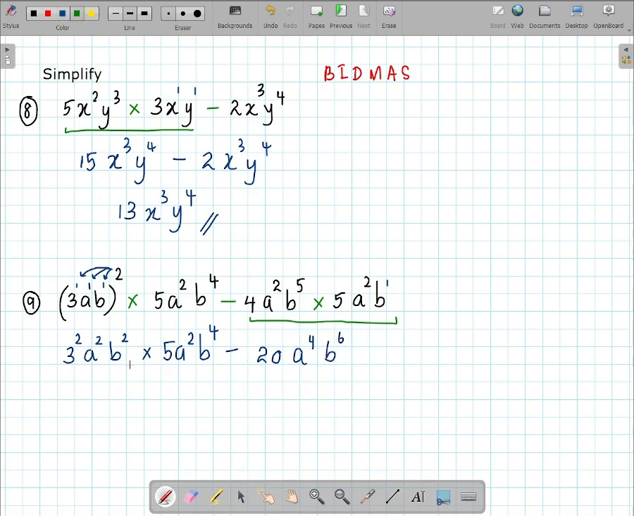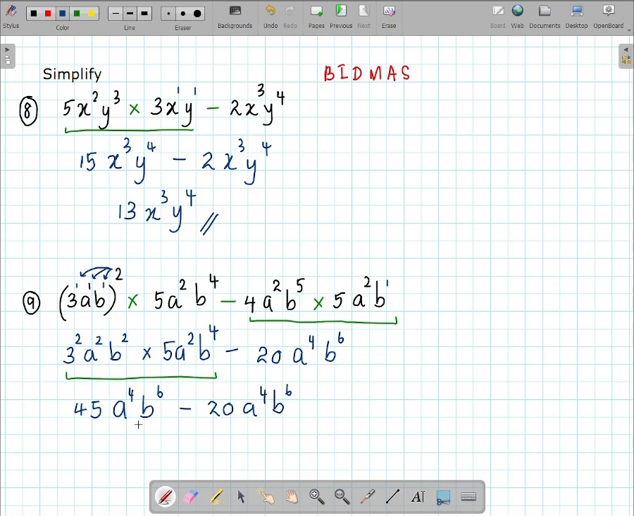Now I can multiply this. So 3 to the power 2, that is 9. 9 times 5, that is 45. Then a to the power 2 times a to the power 2, that is a to the power 4. b to the power 2 times b to the power 4, that is b to the power 6. Subtract 20, a to the power 4, b to the power 6.